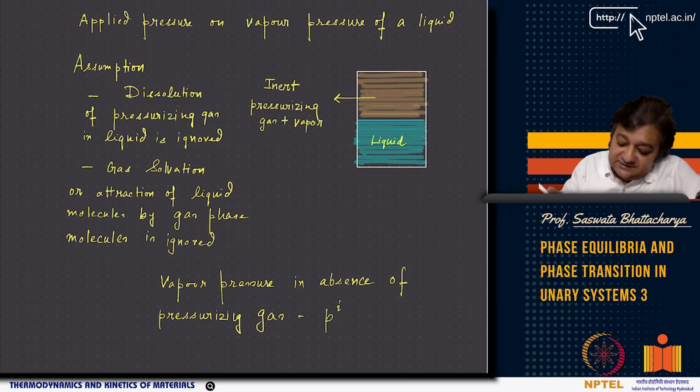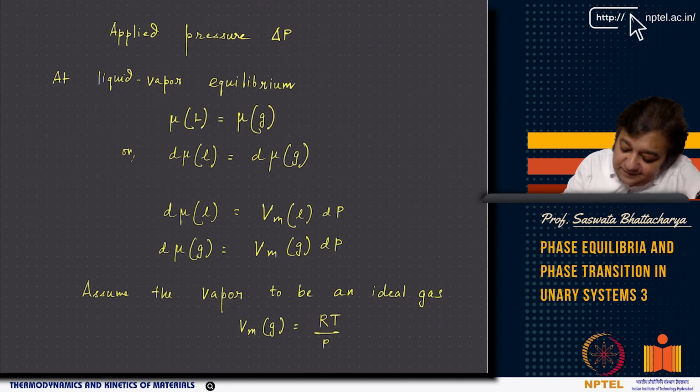Now, in such a case, at the liquid-vapor equilibrium, as you know, mu liquid has to be equal to mu gas. Mu is basically the molar free energy of liquid, which has to be equal to the molar free energy of the gas. Again, it's a unary system. So d mu, the differential change in molar free energy of liquid, has to be equal to d mu of gas, right? So basically mu liquid equals mu gas. From here this relation follows.